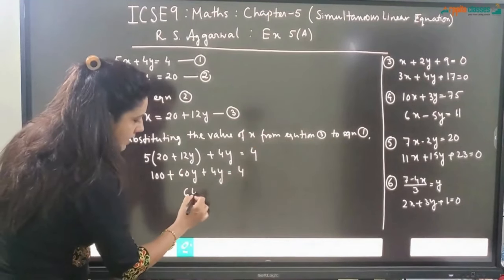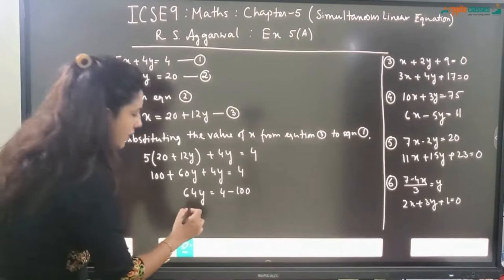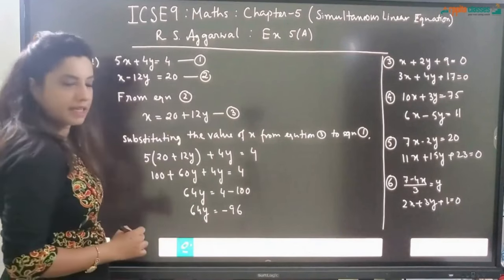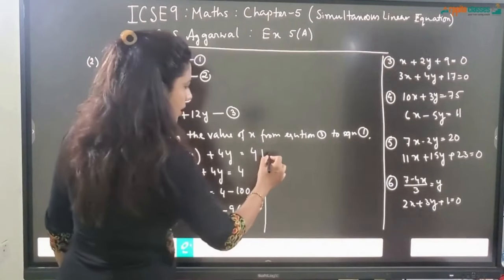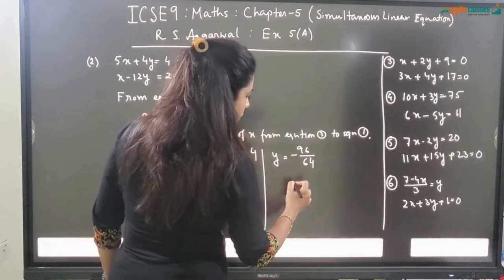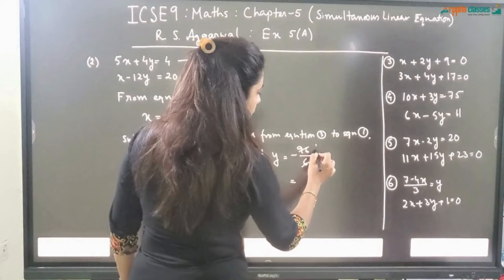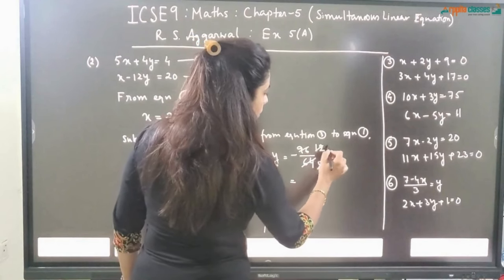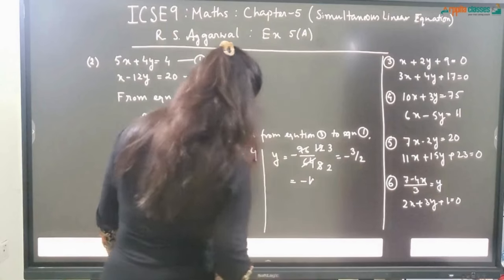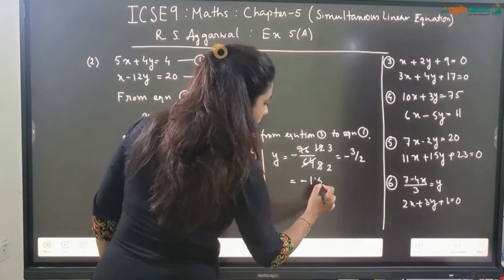60 plus 4 is 64y is 4 minus 100. 4 minus 100 is minus 96. So this will be 64y is equal to minus 96, or y is equal to minus 96 upon 64. So the value of y is minus 3 by 2, or we can write minus 1.5.